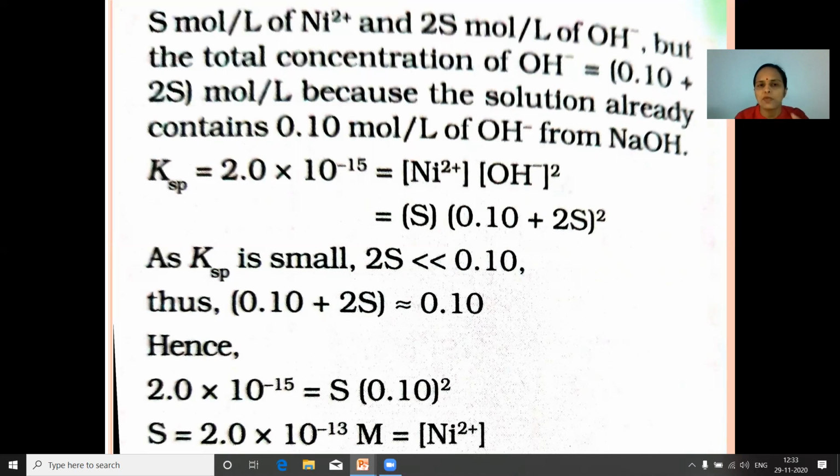Squared. Ksp is small, so 2S is much less than 0.10. Therefore, 0.10 plus 2S is approximately equal to 0.10. So on solving, I get the value of S, that is the Ni2+ molar concentration, equal to 2 × 10^-13 molar. So this is how you solve the problems related to solubility product constant.